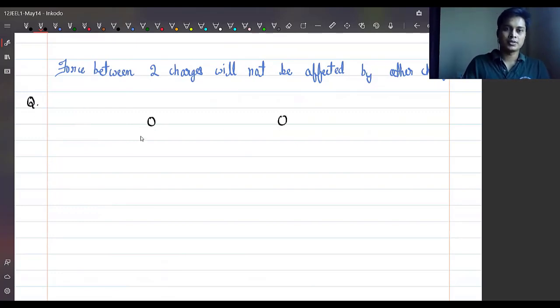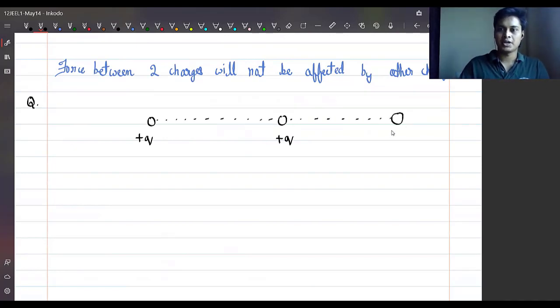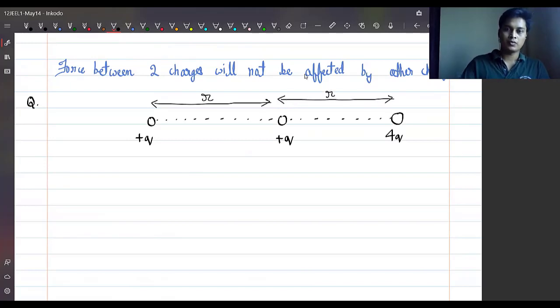Suppose there are two charges, plus Q and plus Q. And there is the charge 4q here. Distance between these two is r. And this is also r. And let us say you want to find force on charge A. Question is, find force on charge A.